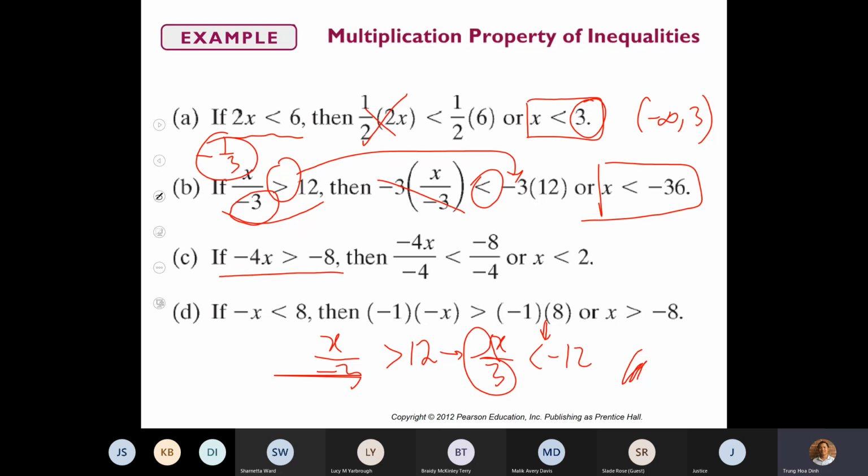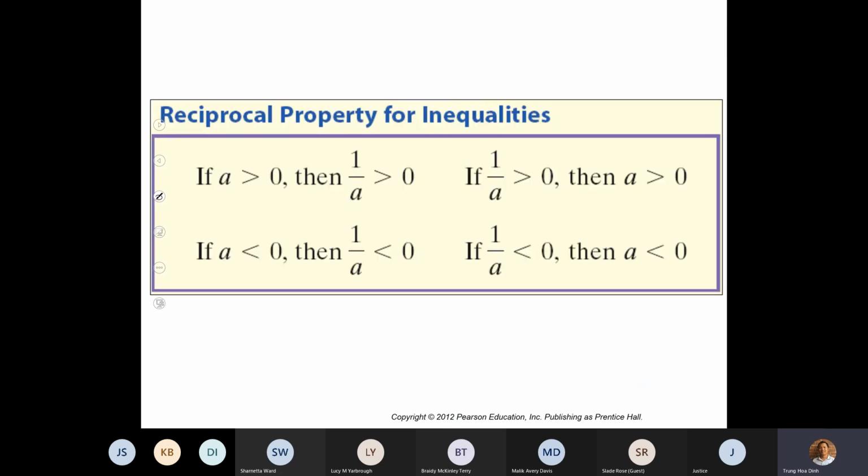Negative 4x greater than negative 8. Again, negative 4, right? You divide both sides by negative 4. You reverse your inequality. Don't forget that. So we don't need to care about this anymore. Negative 8 over negative 4 is 2. Greater than will be less than. We have x less than 2. Okay, I think the last example is almost the same.